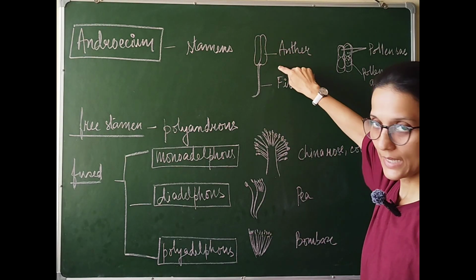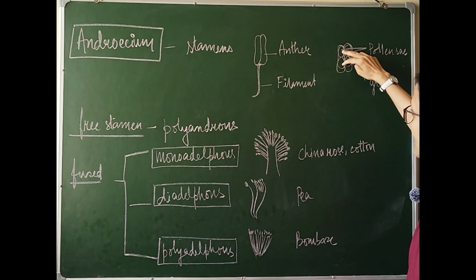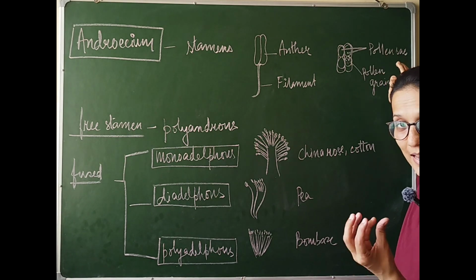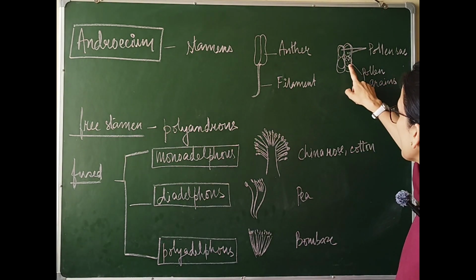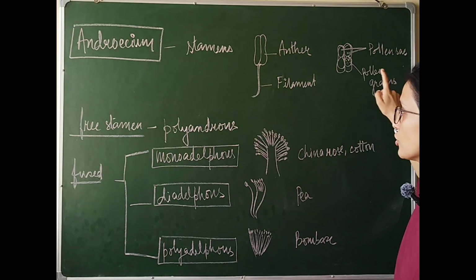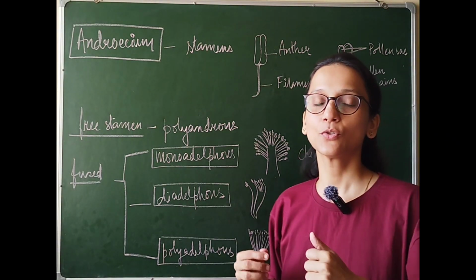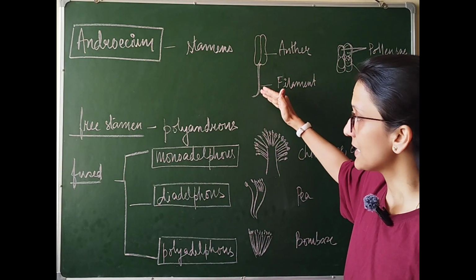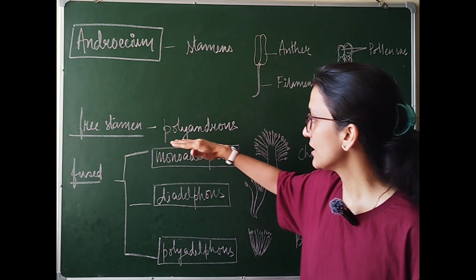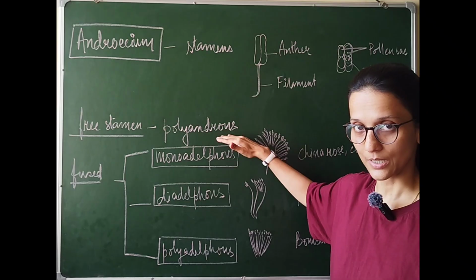If you look into the anther, then inside each anther there are 2 pollen sacs. Sac means bag. And what does this bag contain? Inside the bag are the pollen grains. So when this bag bursts open, it releases the pollen grain into the environment. Now if the stamen is free, then that condition is known as polyandrous condition.